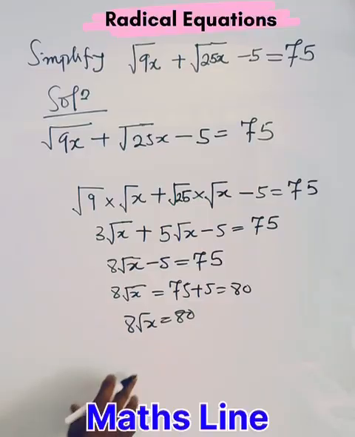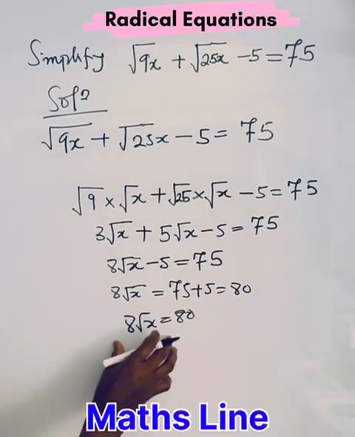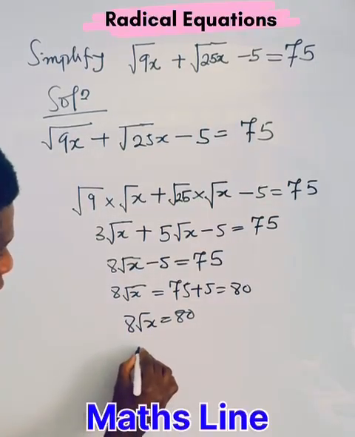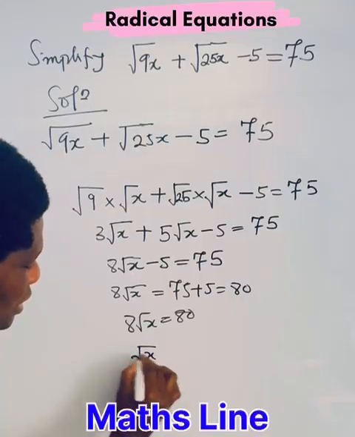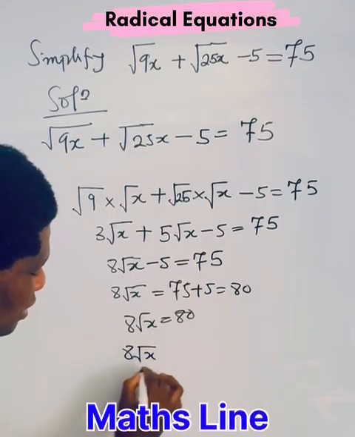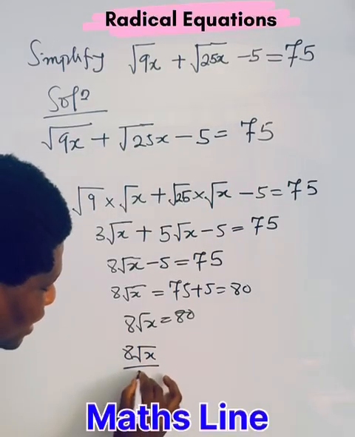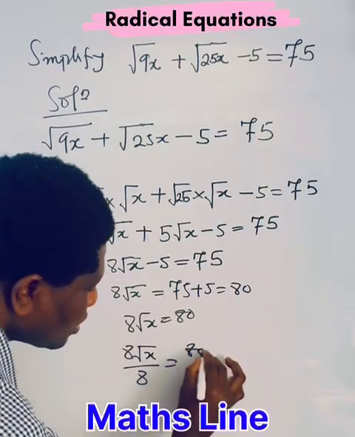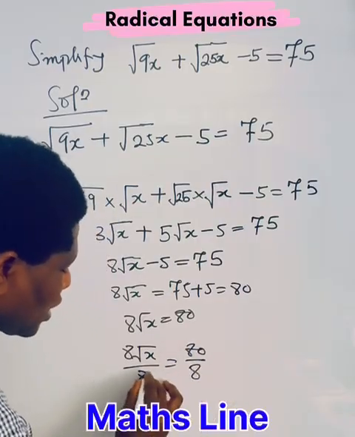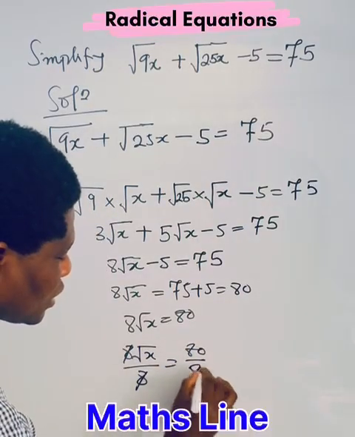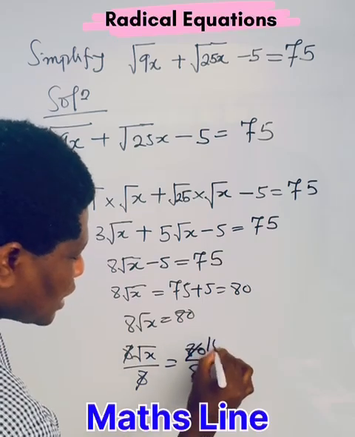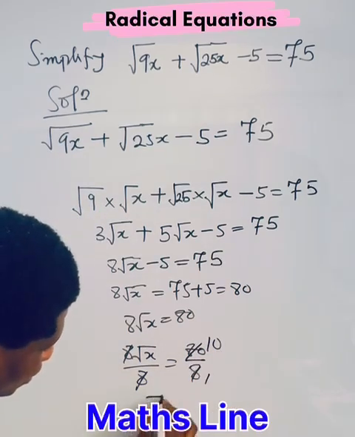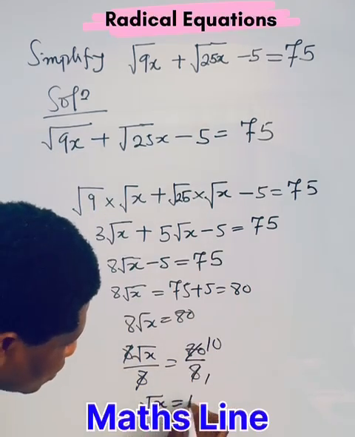Let us divide by the coefficient. We use 8 to divide both sides. So here we have 8 root x divided by 8 is equals to 80 divided by 8. 8 will cancel 8 here. 8 into 8 is 1, and 8 into 80 will give us 10. So which means that root x is equals to 10.